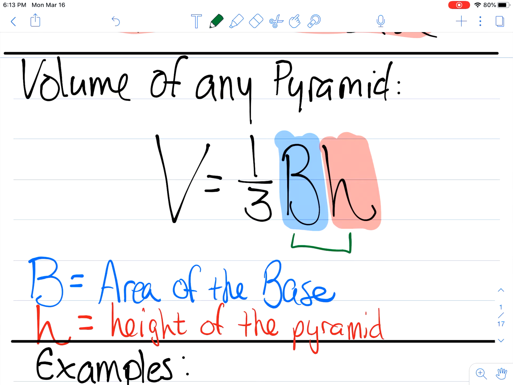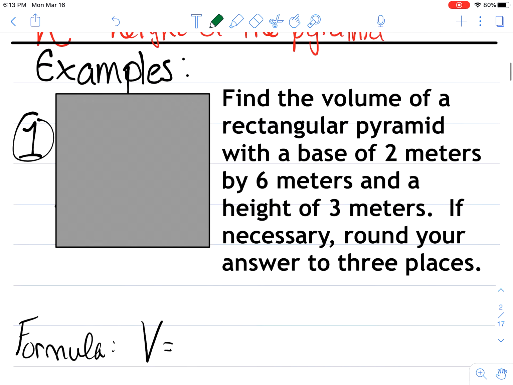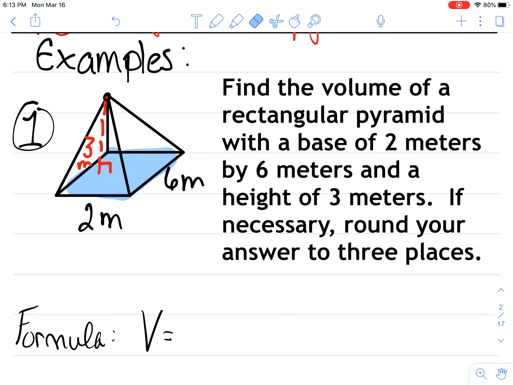Okay? So when you get your notes, these are going to be uncovered. I forgot to uncover them before I started doing this. So we'll uncover this picture here because I was going to cover it for our class notes. It says find the volume of a rectangular pyramid with a base of 2 meters by 6 meters and a height of 3 meters. And this is necessary to 3 decimal places.